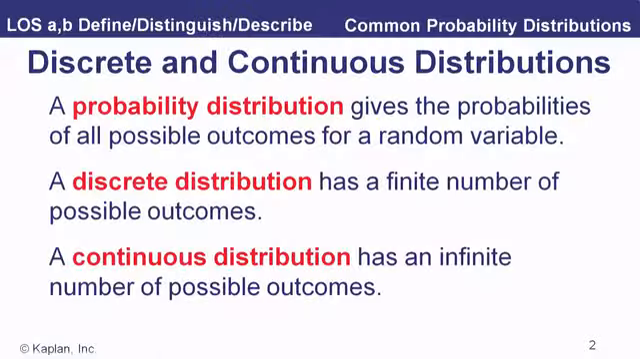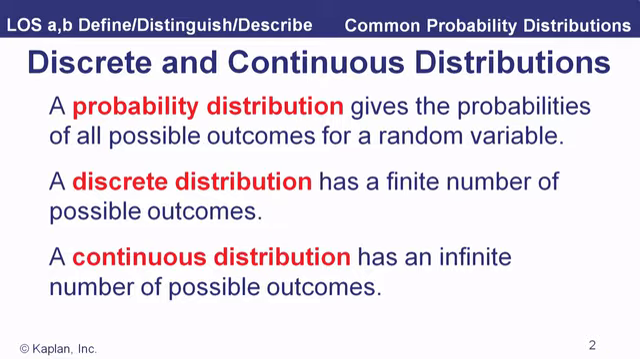Well, let's take a look at our first part of common probability distributions. First thing we want to look at is the difference between a discrete and a continuous distribution. So our official definitions here is that a probability distribution gives the probabilities of all possible outcomes for a random variable. And it's a discrete distribution if there's a finite number of possible outcomes.